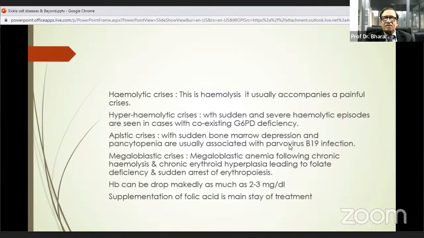And megaloblastic crisis, the megaloblastic anemia following chronic hemolysis and chronic erythroid hyperplasia, leading to folate deficiency and sudden arrest of erythropoiesis. Hemoglobin can drop markedly, as much as 2 to 3 gram percent per dl, and supplementation of folic acid is the mainstay of treatment.